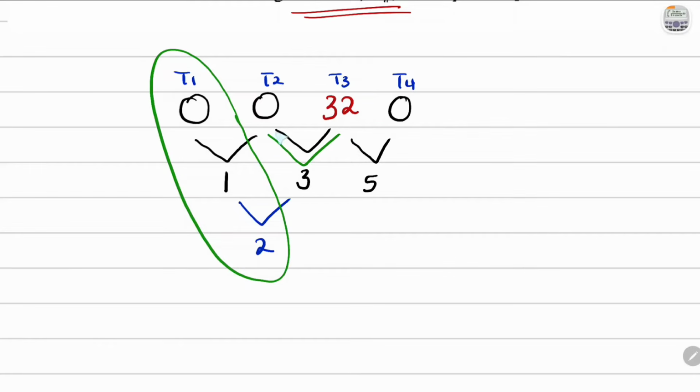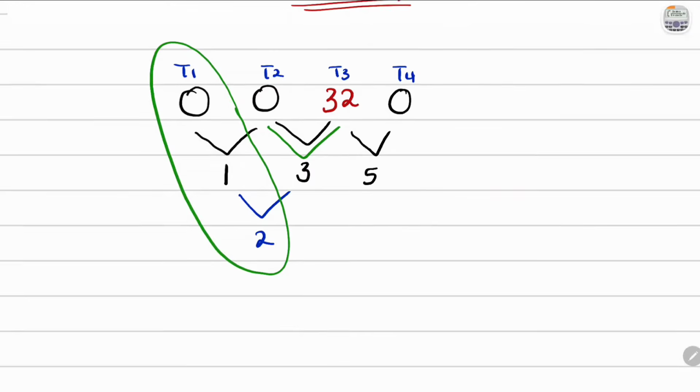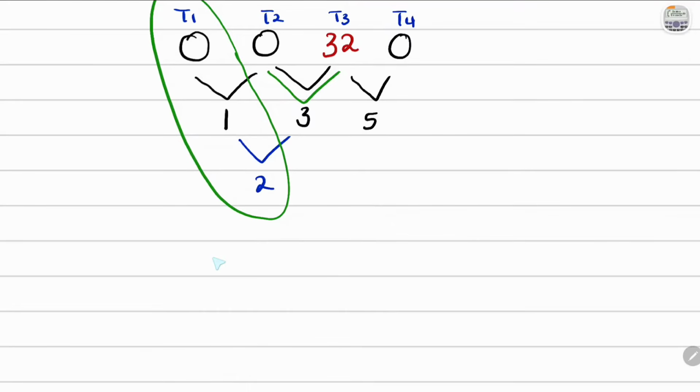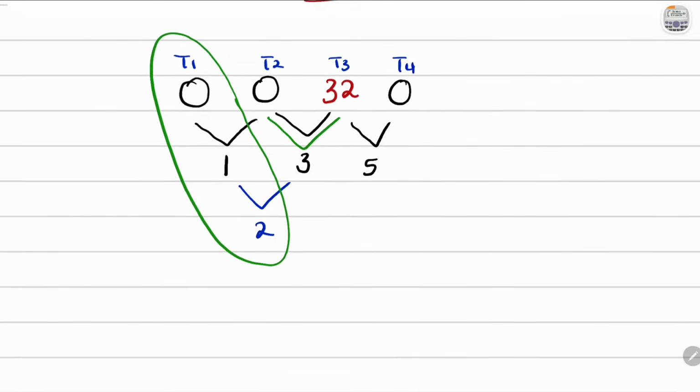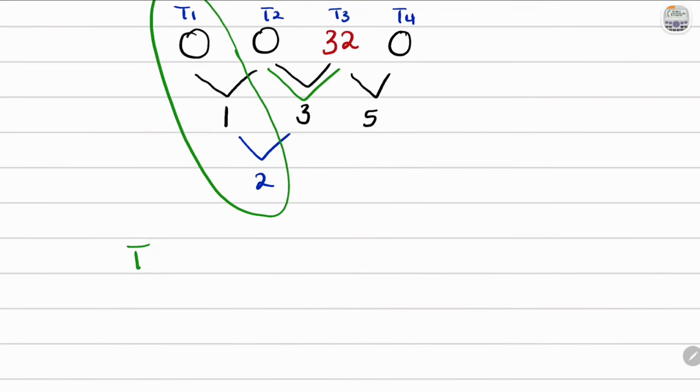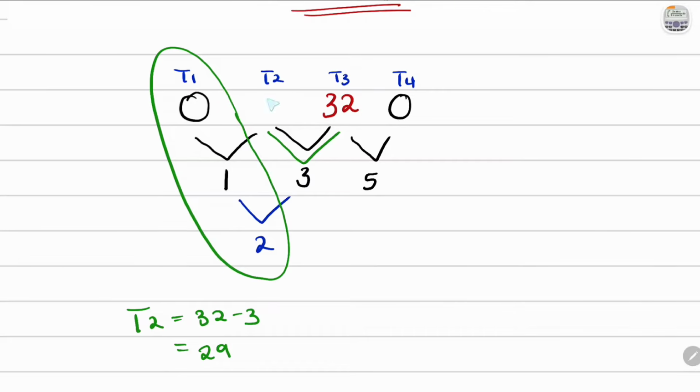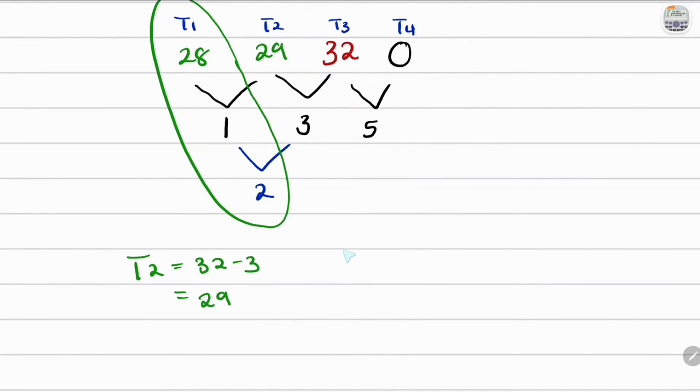So to get term 2, you say 32 minus 3, and it'll give you term 2. I don't really see any need for calculation, but sure. Term 2 is 32 minus 3, which would be 29. And then how do you find term 1? You would say 29 minus 1, which gives you 28. So there, term 1 is equal to 29 minus 1, which is 28.